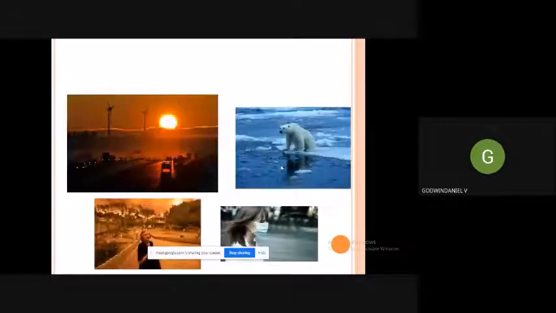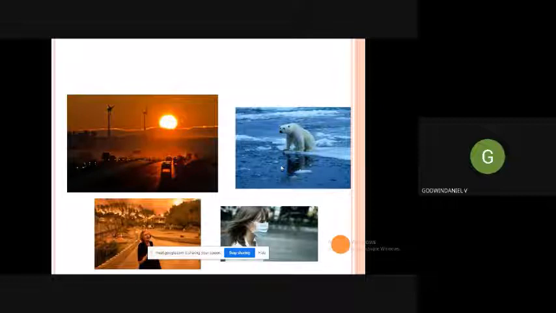Now coming to the next slide, you can see some pictures. In this picture, you can see a polar bear. These are rare species in our world, and they can't live in hot regions. Researchers and scientists say that if global warming increases, these endangered species will become extinct.